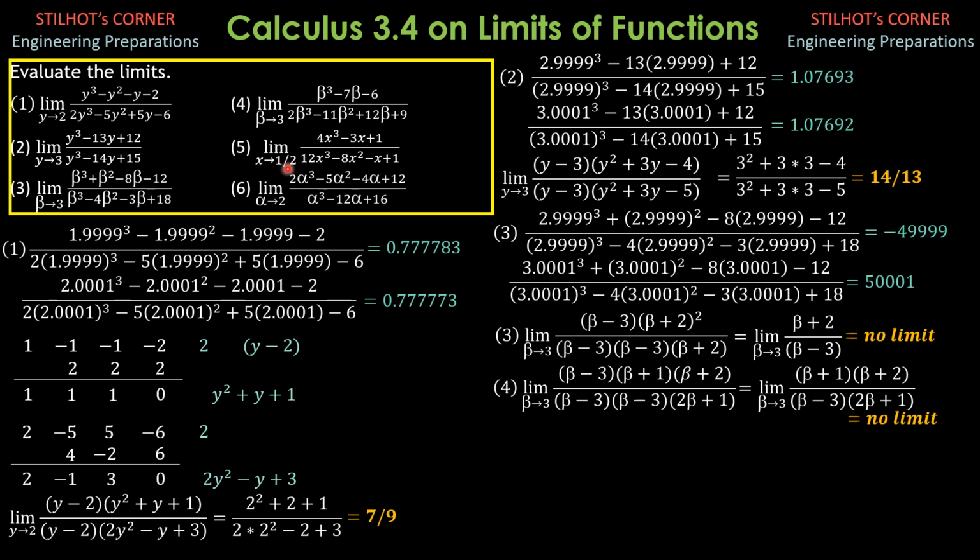Then 5, as x approaches 1/2, 4 times 1/2 cubed is 4 over 8, or 1/2, minus 3 times 1/2, so negative 1 plus 1. The numerator is approaching 0. 12 times 1/2 cubed is 1.5, or 3/2, minus 8 times 1/2 squared, so minus 2. So this is 3/2 minus 2 is negative 1/2, minus 1/2, negative 1, plus 1, approaching 0 also for the denominator.